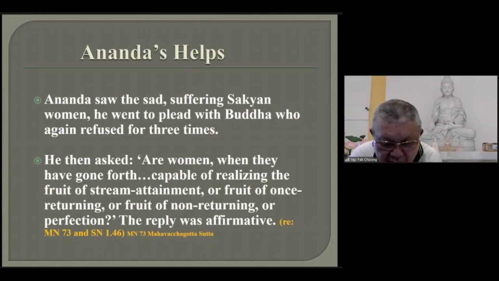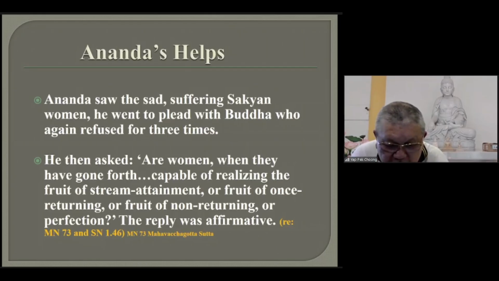He appeals on behalf of the women. So he asked two questions. This request is very popular for the examiner. The examiner likes to ask what Ananda asked and how he convinced Buddha. So first, Ananda asked Buddha, when women have gone forth, are they capable of realizing the fruits, the arahantship? I mean, starting from Sotapanna, Sakadagami, Anagami, and Arahanthood. This question is about whether women are capable of gaining enlightenment or not. Buddha's answer is yes, affirmative.